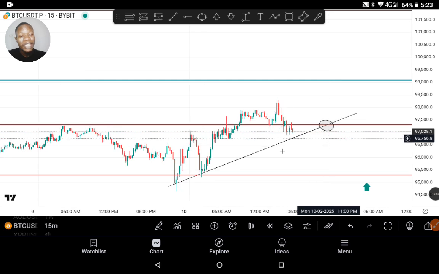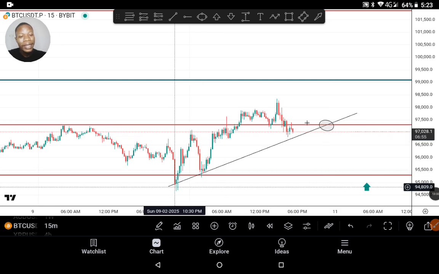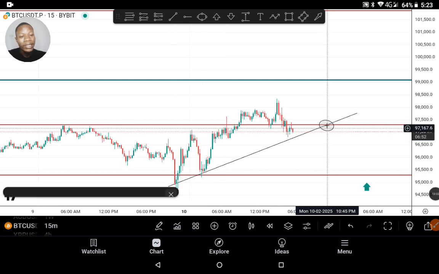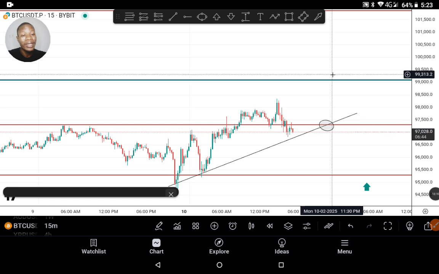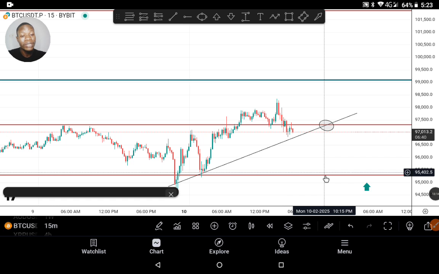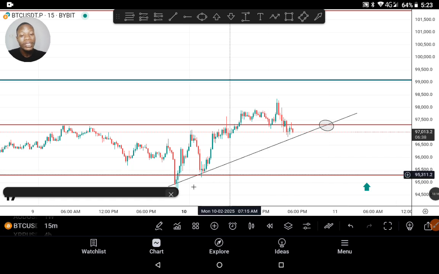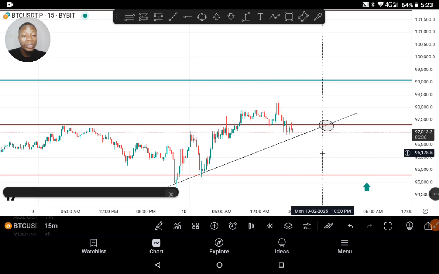So I expect the market to come to this area. When it comes to this area, the kind of candle, which is price action, the kind of candle that forms in this area will now determine if I'm going to long the market to the next level, to the next zone, or short the market to the next zone.